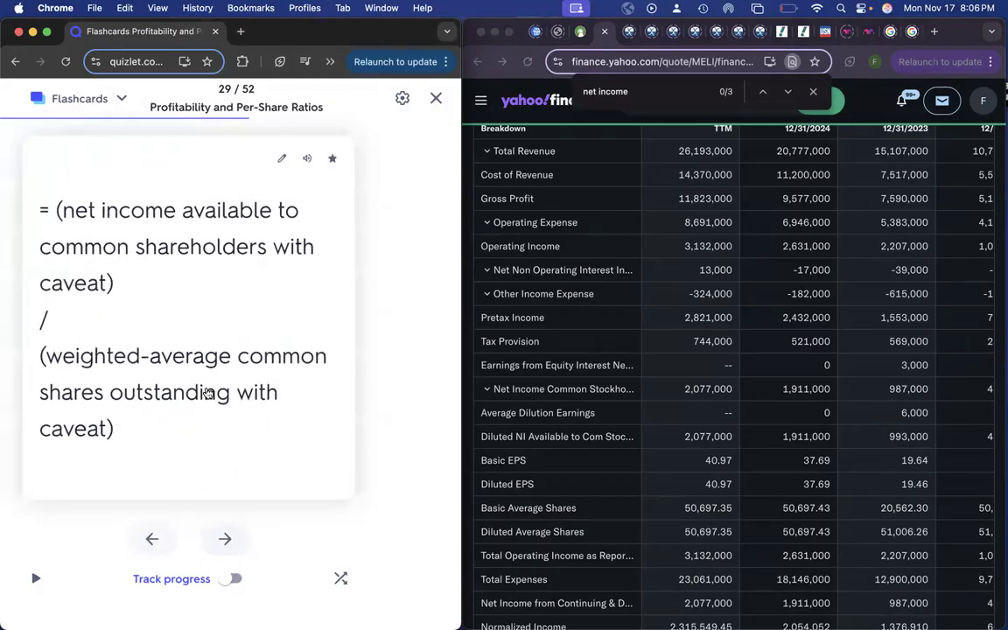So the formula for this is net income available to common shareholders, with a bit of a caveat. Let me say it again. The formula for diluted earnings per share is net income available to common shareholders divided by weighted average common shares outstanding, which sounds exactly like the basic earnings per share formula, but there are caveats to both the numerator and the denominator.